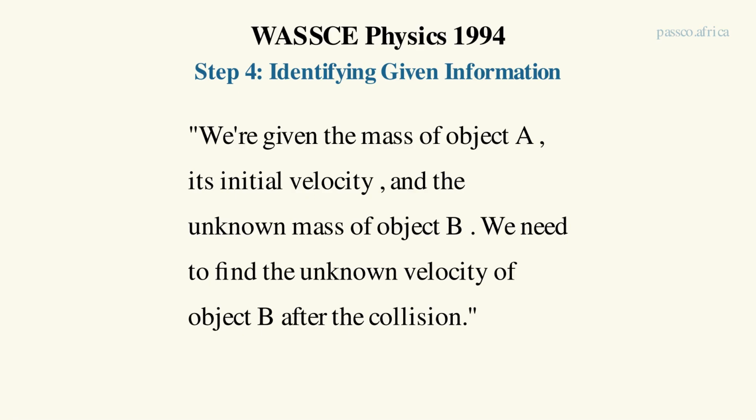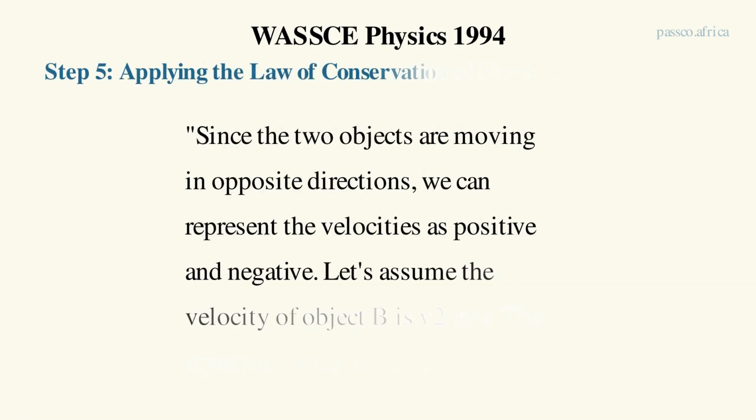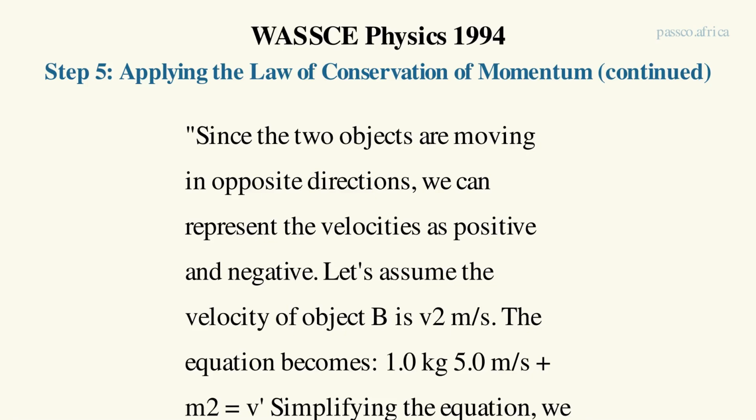Step 5. Applying the law of conservation of momentum. Since the two objects are moving in opposite directions, we can represent the velocities as positive and negative. Let's assume the velocity of object B is v2 m/s. The equation becomes 1 kg times 5.0 meters per second plus m2 v2 equals v. Simplifying the equation, we get 5.0 kilograms m/s plus m2 v2 equals v.